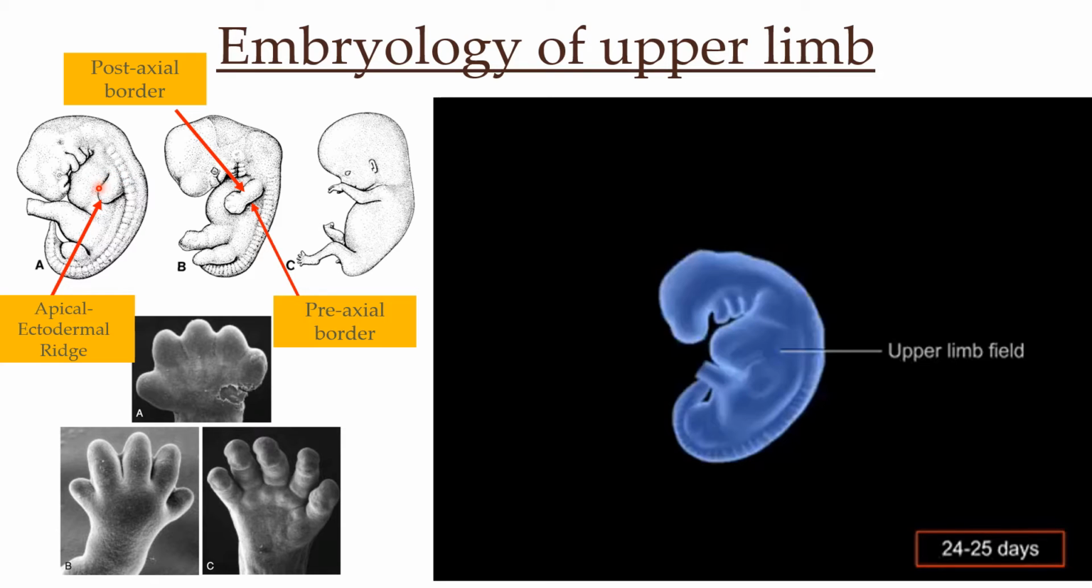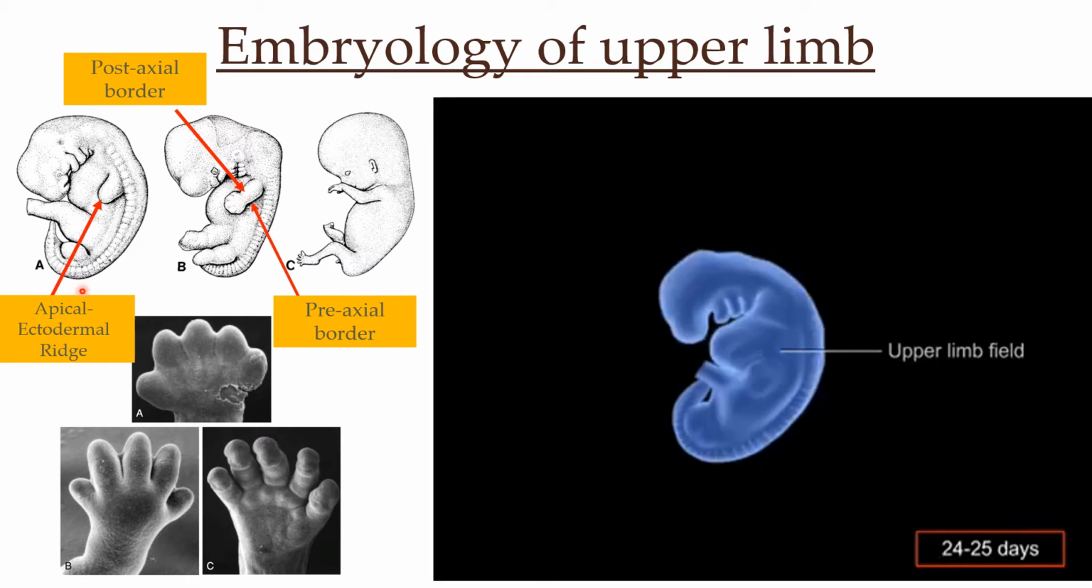The ectoderm overlying the distal part of this upper limb bud becomes thick, which is then called the apical ectodermal ridge. The distal part of the limb bud during the 6th week becomes flat, which is then called the hand plate. This hand plate gets separated from the proximal part of the upper limb bud by a circular constriction, which you can see here. Later, fingers begin to develop.